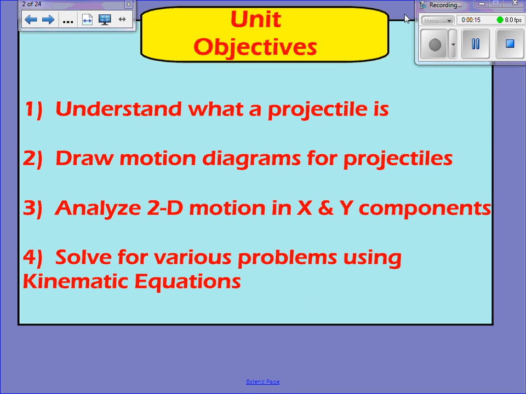In this unit as a whole, we have four objectives. Number one, we're going to understand, first of all, what a projectile is, since the unit's called projectile motion. Number two, we're going to draw motion diagrams for projectiles. Number three, we're going to analyze two-dimensional motion in X and Y components. And then finally, number four, we're going to use those components to solve for various problems using our kinematic equations that we learned back in Unit 3.